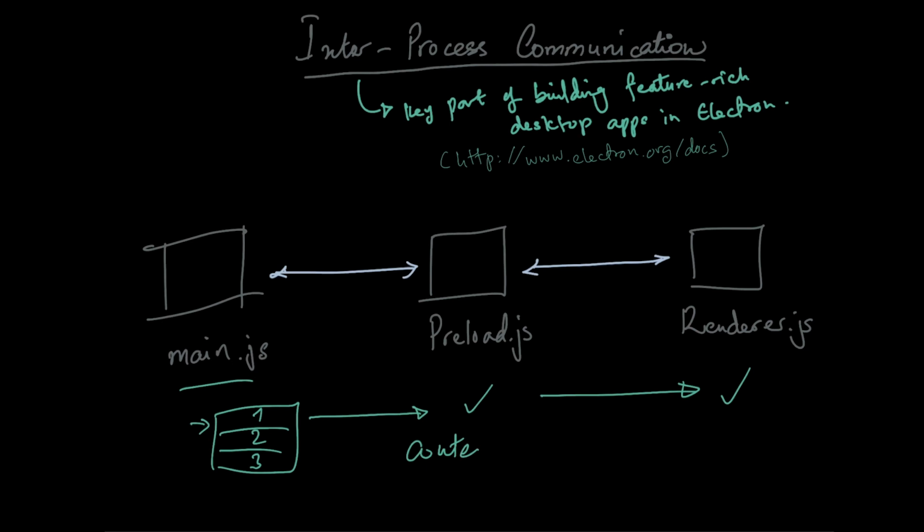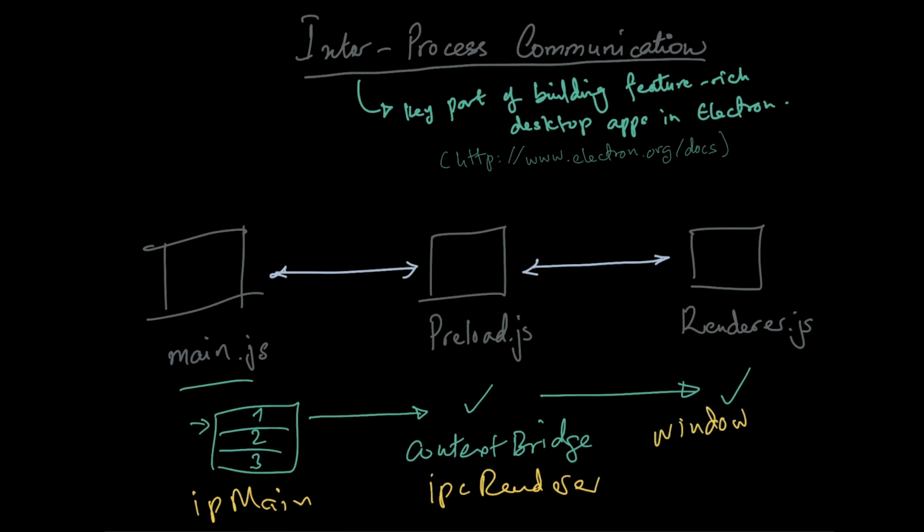For this communication, we use the context bridge within preload.js. To listen for messages from main.js within preload.js, we use the IPC renderer. And to listen for messages in main.js from preload, we use the IPC main. And if we want to make a call from renderer.js to main, we go through the preload.js using APIs that we can define ourselves. To make that call from renderer.js, we call the API using the window object, as we shall see in a bit. So let's now start writing some code.